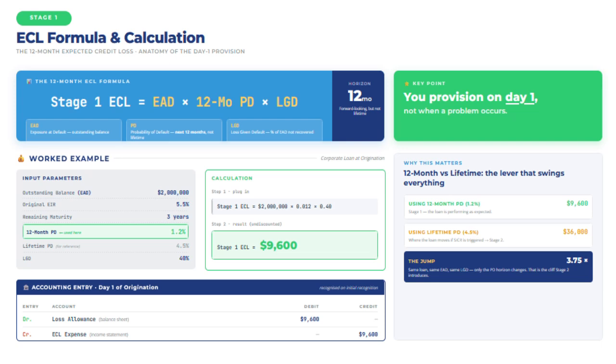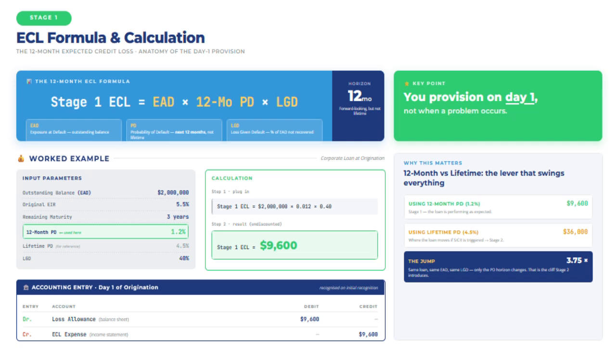On day 1 of origination, you make an accounting entry. Debit, the loss allowance is 9,600. Credit, ECL expenses 9,600. And you are provisioning for expected losses immediately.